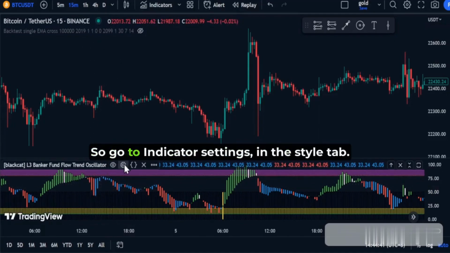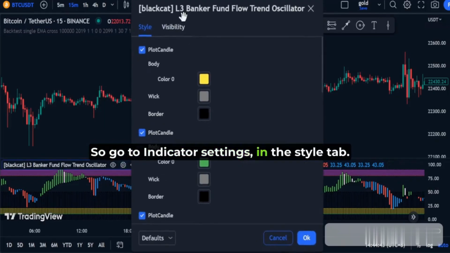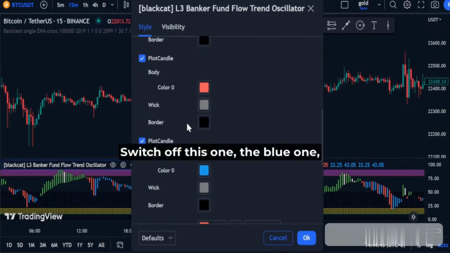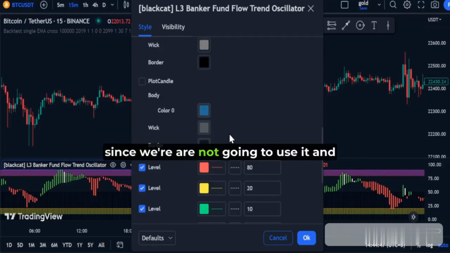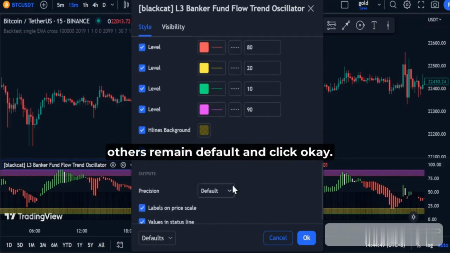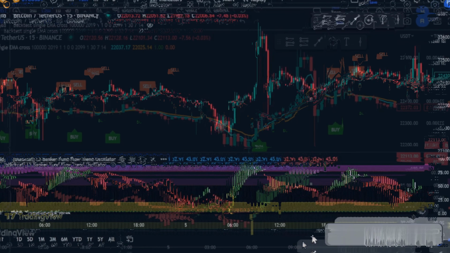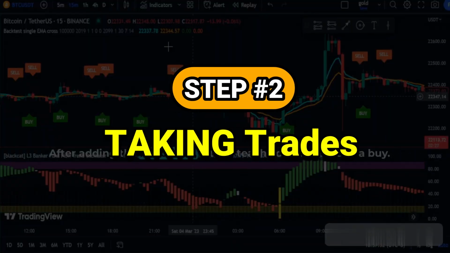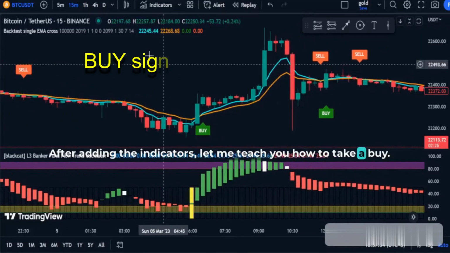So go to indicator settings. In the style tab, switch off this one, the blue one, since we are not going to use it, and others remain default, and click OK. After adding the indicators, let me teach you how to take a buy.